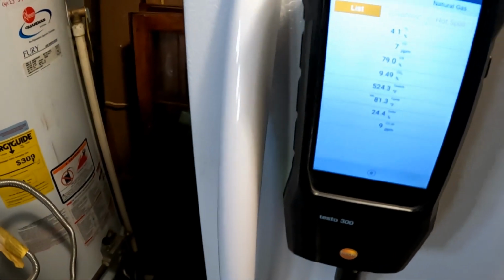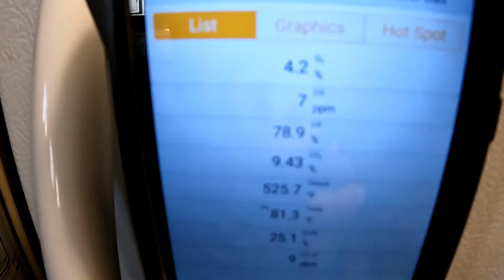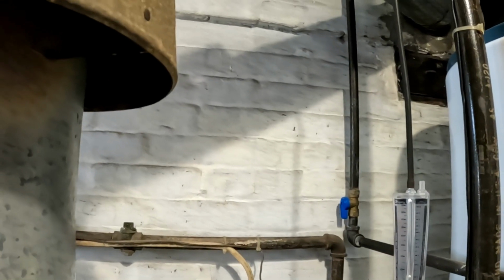So this is at 4.1. Okay, now the oxygen's lessened. This has been running for over 12 minutes. Now watch what I do here. Give me 1 second. I'm going to melt my thing.